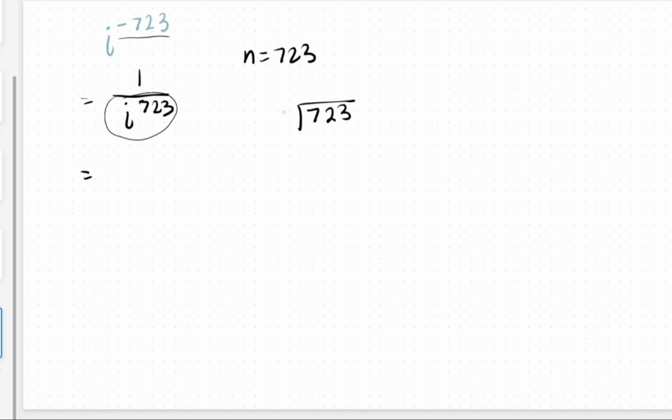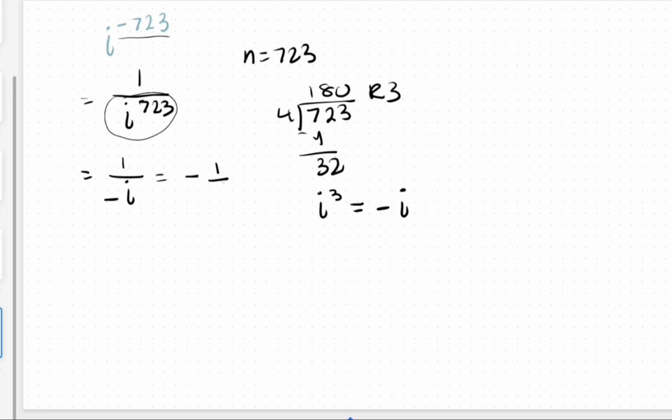723 divided by 4 is 180, and the remainder is 3. So then it would be i to the power of 3. And what is i to the power of 3 equal to? Well, i to the power of 3 is simply negative i. So we get 1 over negative i, which is negative 1 over i. Negative 1 over i, which is negative i to the power negative 1.